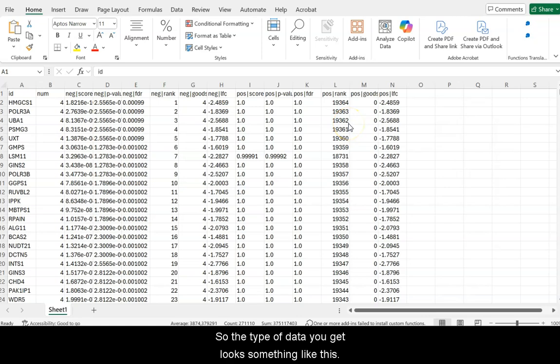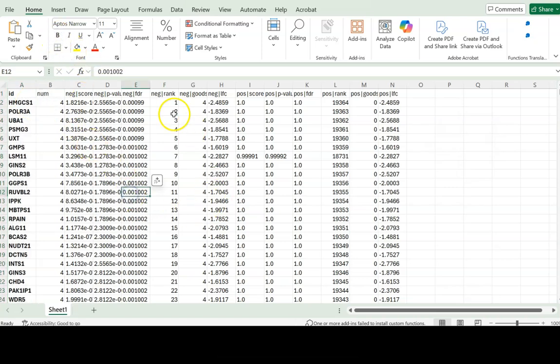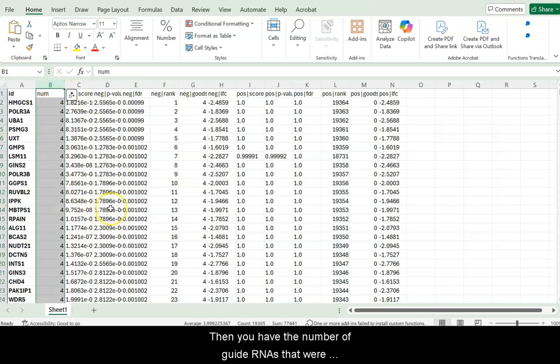So the type of data you get looks something like this. You have a first column that tells you about the gene ID, so very important. I'm going to label the ones that I find most important. Then you have the number of guide RNAs that were included to target this gene, and this was using Brunello in a human cell line. So this is 4 guides per gene.